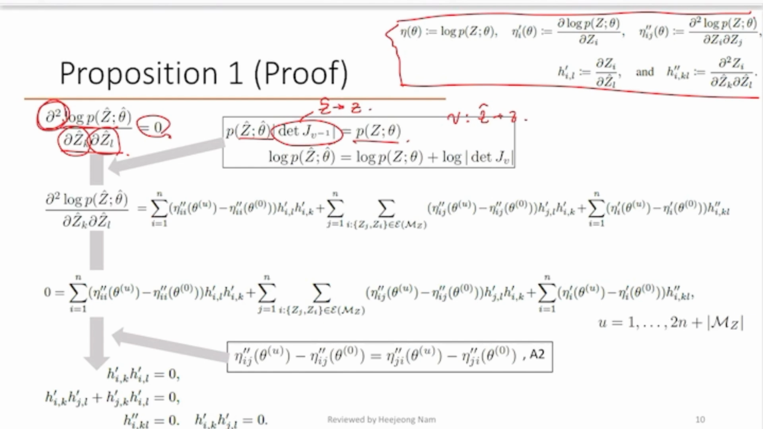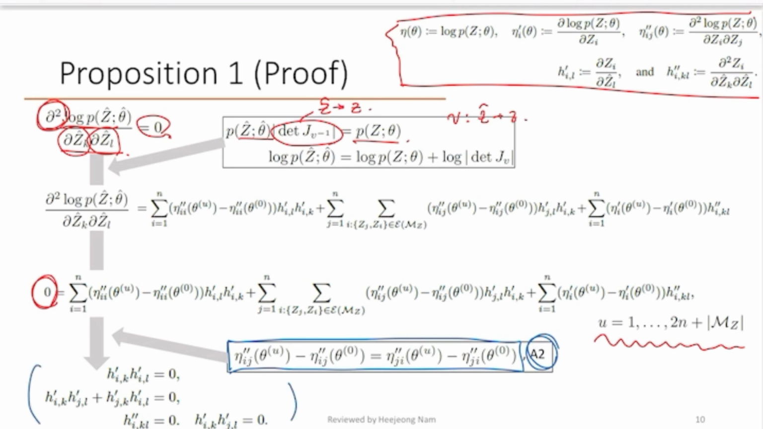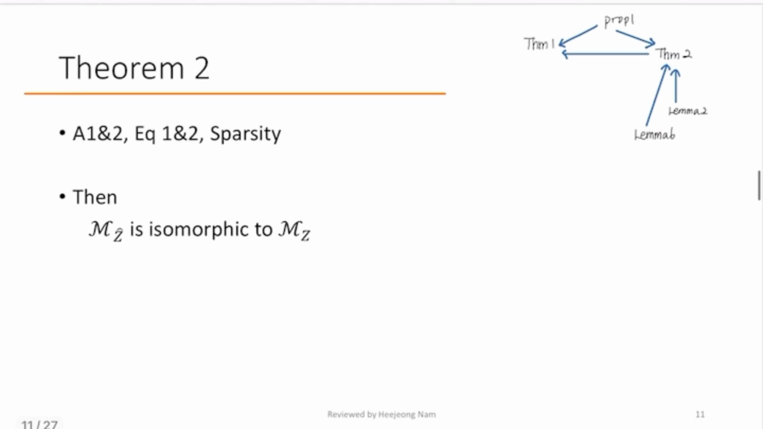Since we knew that the cross derivative should be 0, the following equation is also 0, while u spans 1 to 2n plus the number of edges in the Markov network. And here, we leverage the fact that this equation is true, which is about the eta double prime. By using assumption 2, we concluded that proposition 1 here in the previous slide is true. This is a brief overview of the process of the proof, but if you need more detail, you can refer to this paper. And now let's see theorem 2.